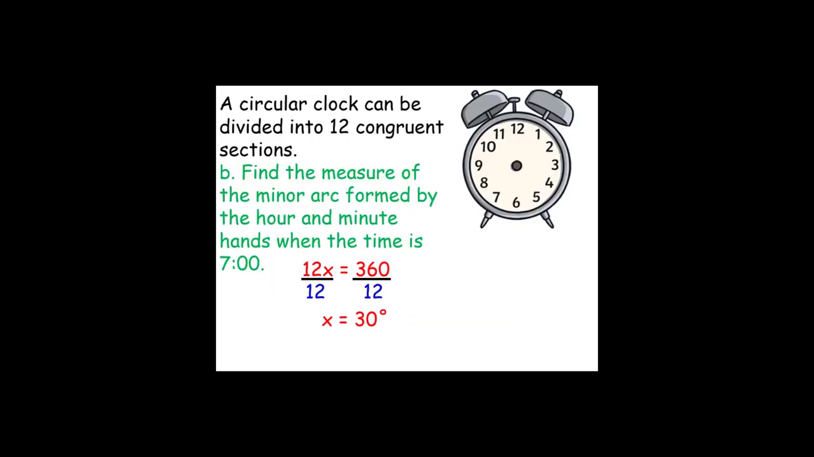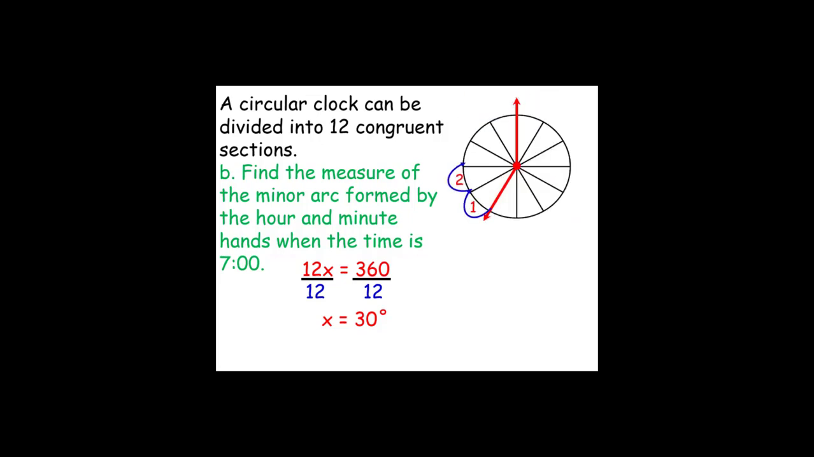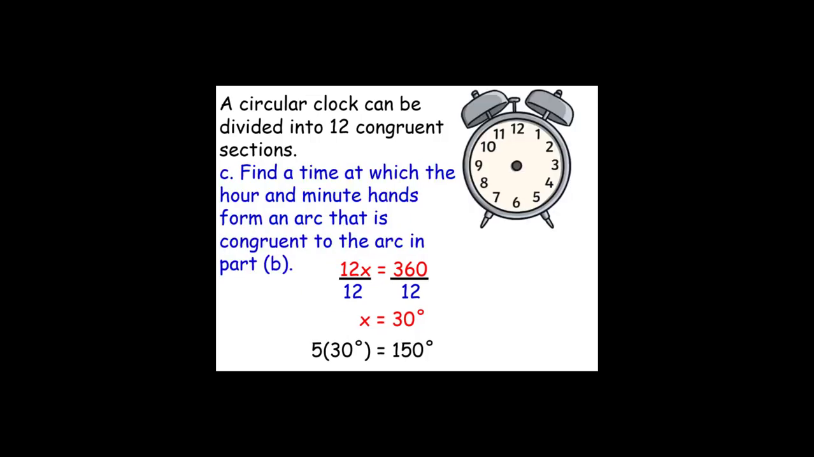Part B, find the measure of the minor arc formed by the hour and minute hands. When it's 7 o'clock, we know we have 5 sections. Therefore, all we have to do is go 5 times the measure of each section, which is 30, which is equal to 150 degrees. Part C, find a time at which the hour and minute hands form an arc that is congruent to the arc in Part B.